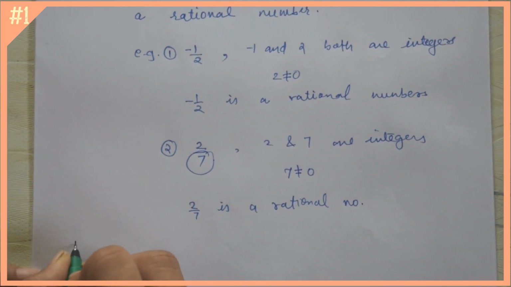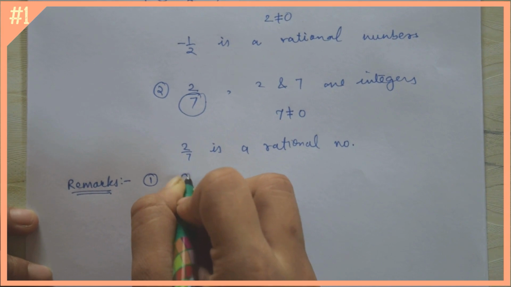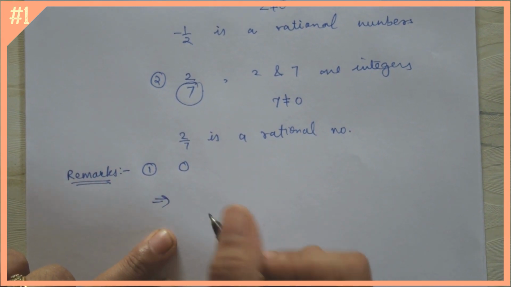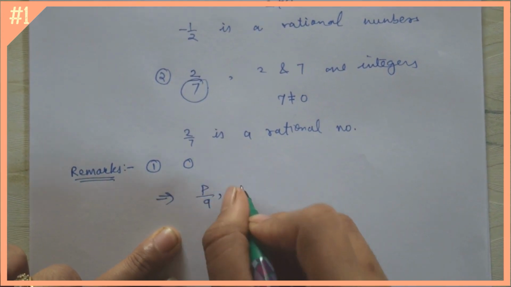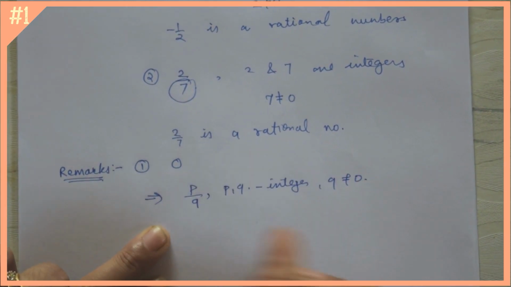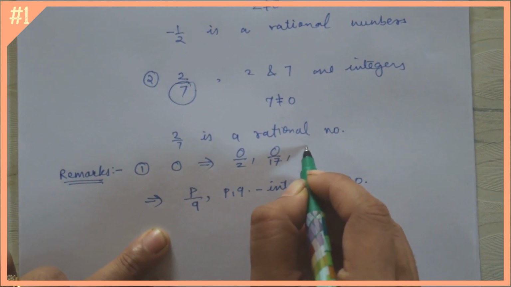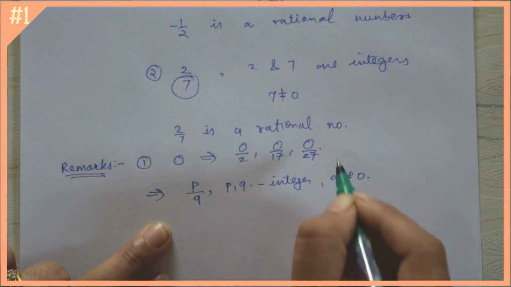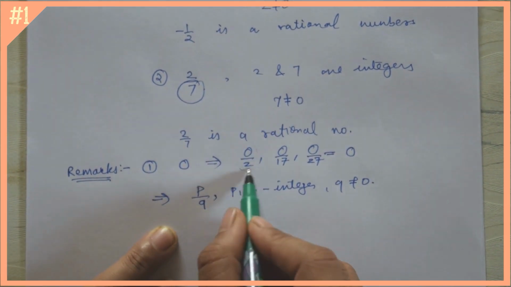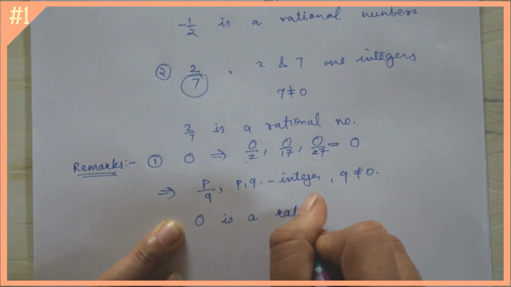Now we have seen two examples, so we have understood how we can identify rational numbers. Now there are some things which are confusing, so I'm writing them under remarks. The first remark will be 0. Now, is 0 a rational number or not? First we have to check if we can express it in the form of P by Q, wherein P and Q both should be integers and Q should not be equal to 0. So this 0 can be written as 0 upon 2, 0 upon 17, or 0 upon 27. All three of them will equate to 0 only, right? Their value will be 0. But we are able to express it in this P by Q form. That means 0 is a rational number.